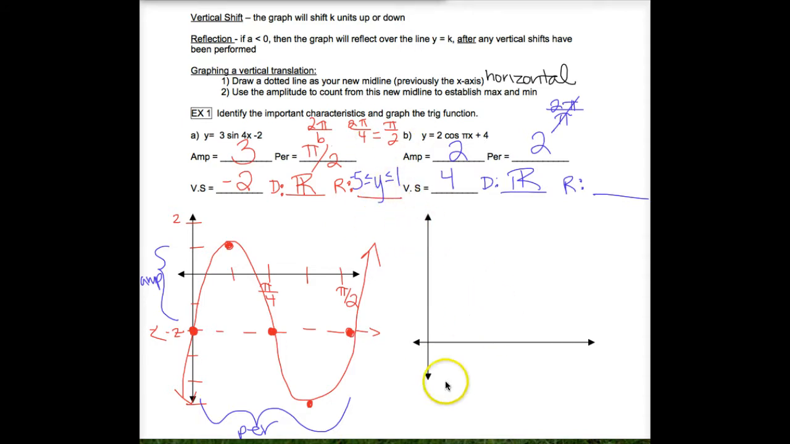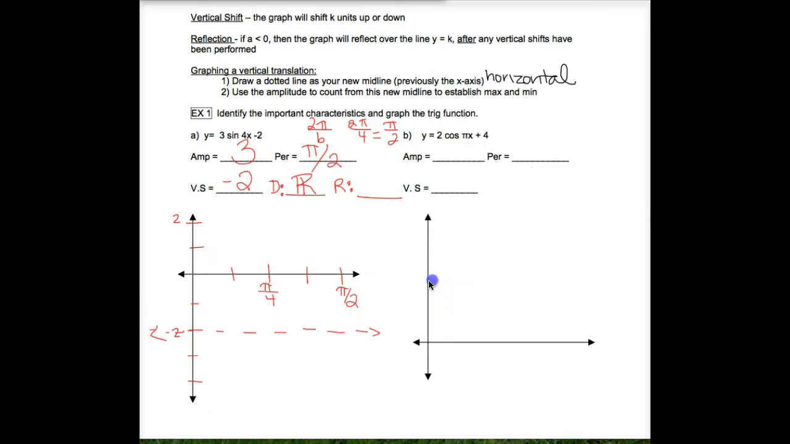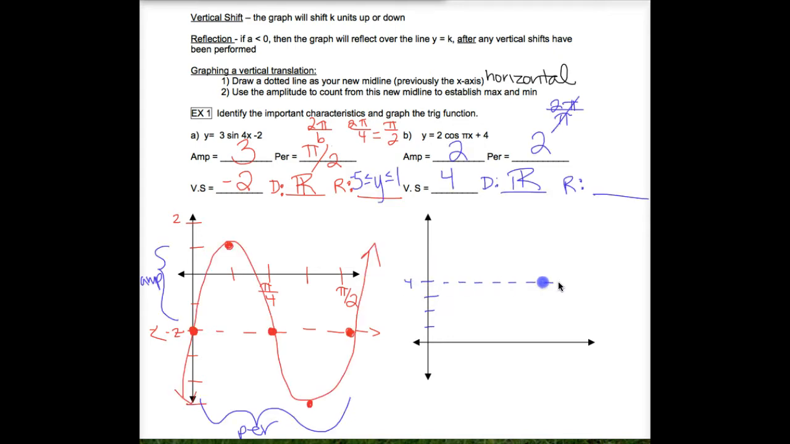So when I make my graph here, I need to start by making my new midline, which should be up 4. So 1, 2, 3, 4. Here is where my new midline would be. Then continue up. Continue down. On my x-axis, last slash mark should be the period, which is 2. Halfway is 1. And my in-betweens. So now I can make the graph.